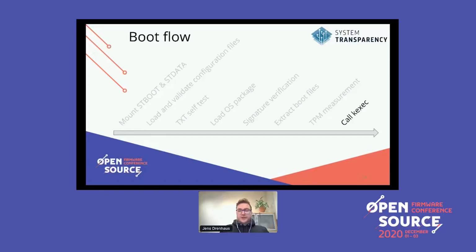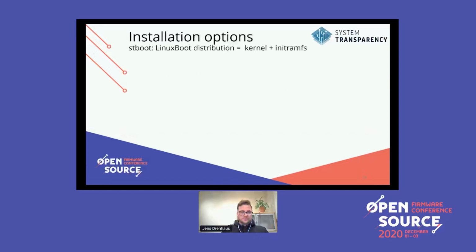This was it regarding stboot's architecture. Next, let's move on and have a look at the different ways how you can install stboot on your system. Regarding this section, keep in mind that stboot is a Linux boot distribution, which means there is a kernel and an init.rumfs. Okay, so obviously the most robust and straightforward option is to have stboot as a payload of coreboot. In this case, the stboot partition only contains the host configuration and no further boot files.